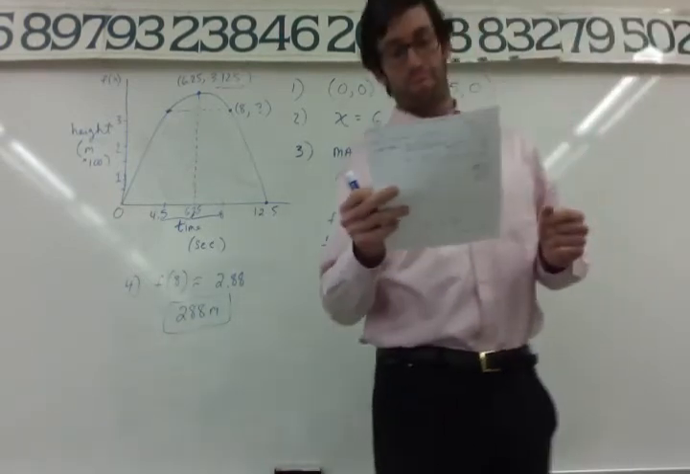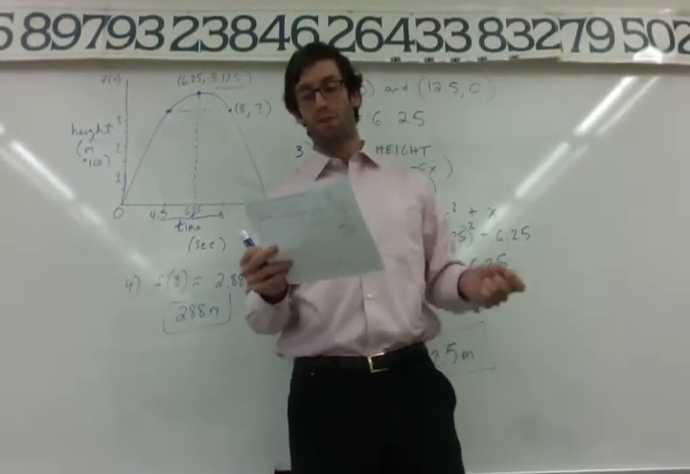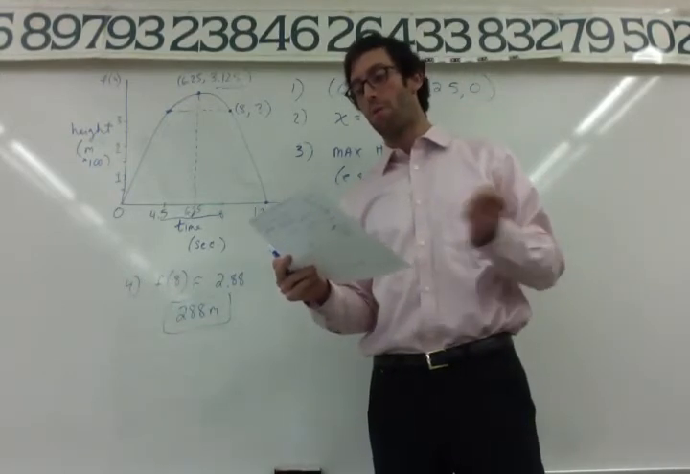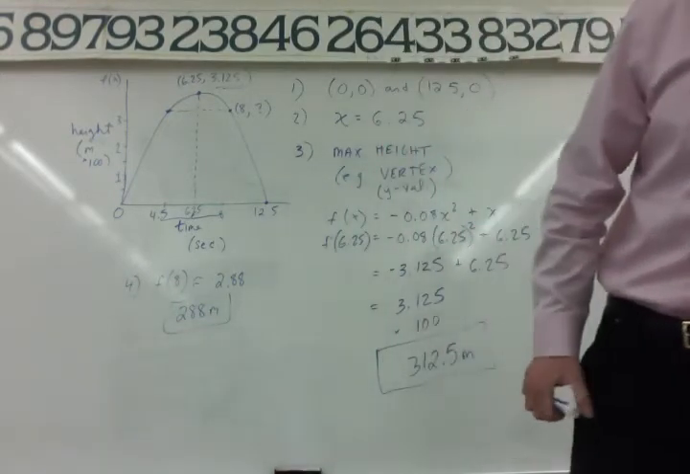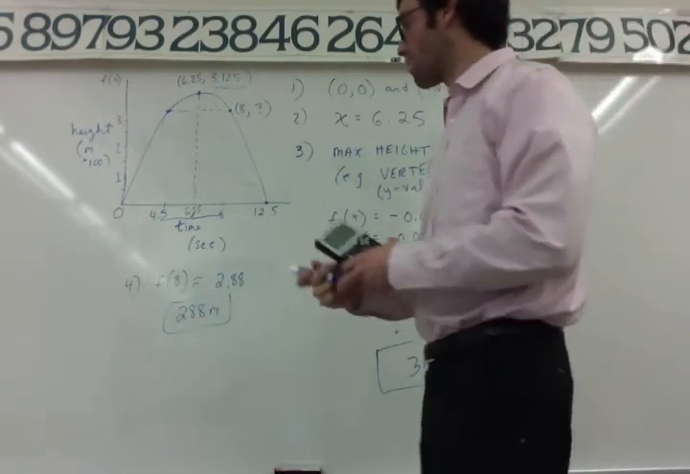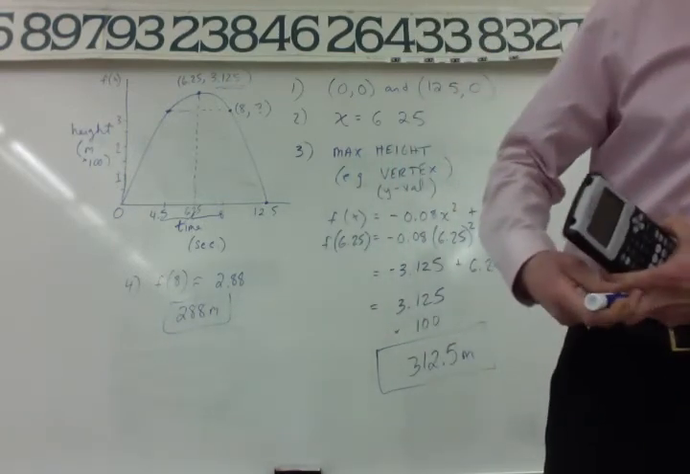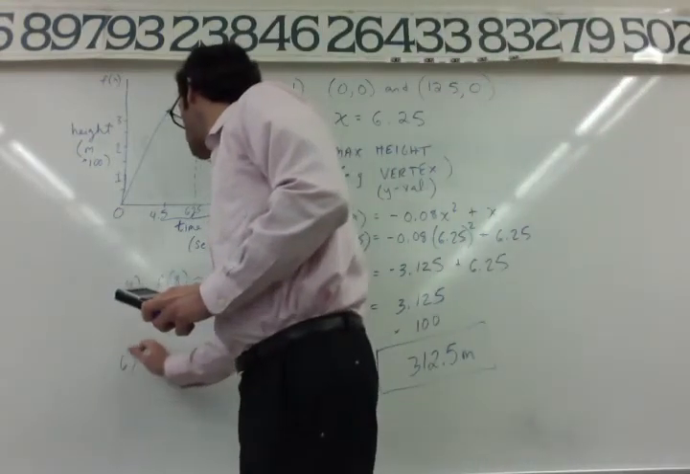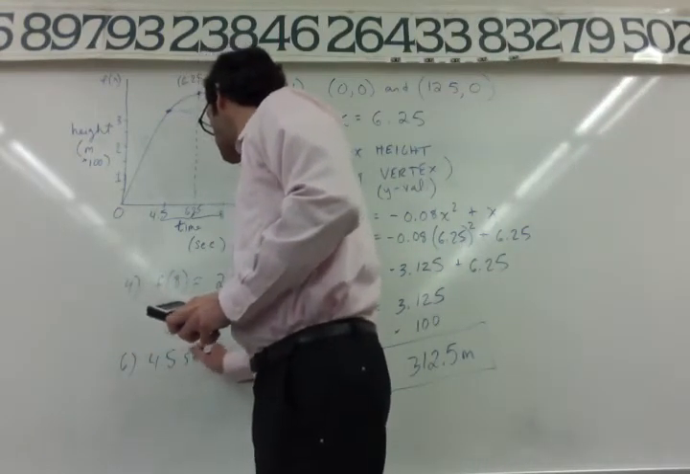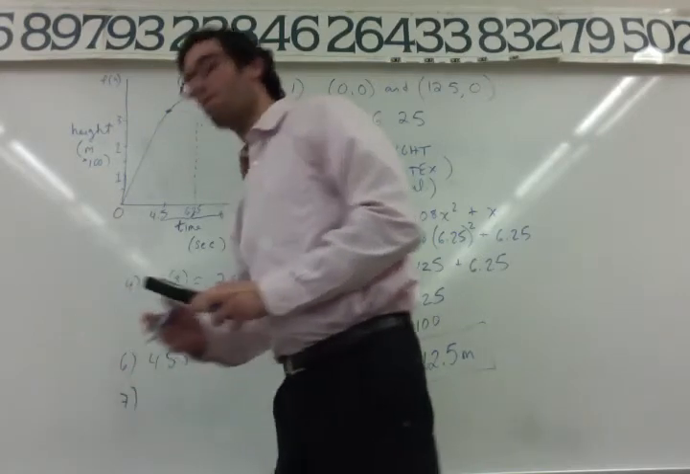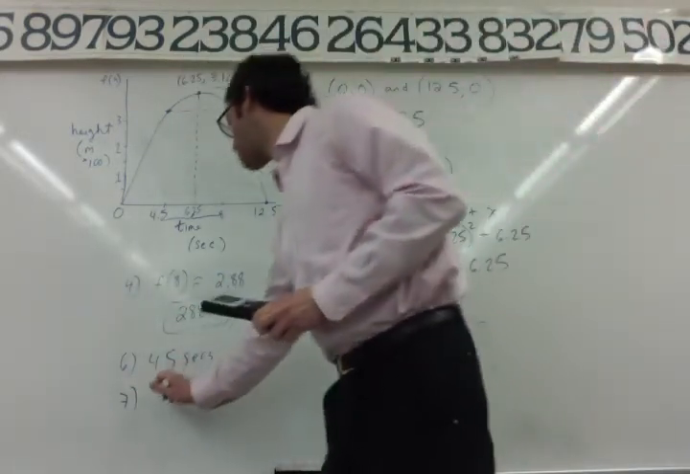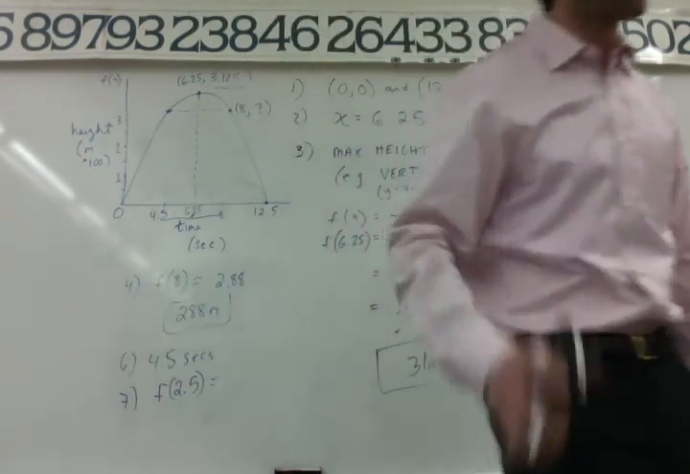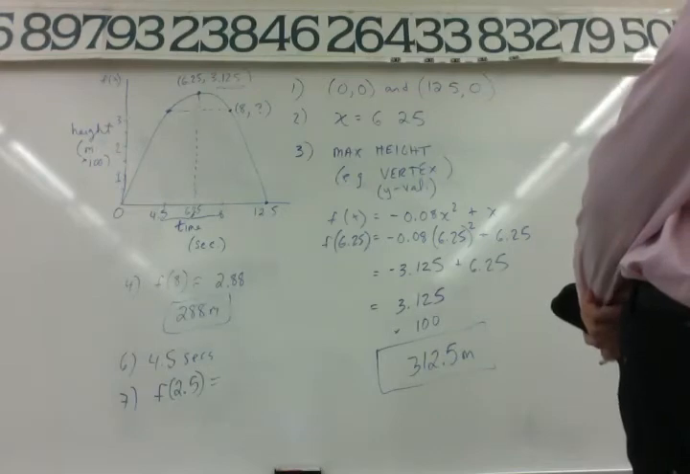Next problem. Determine the exact height after 2.5 seconds, and state another time where that happens. So after 2.5 seconds, we've got to find the exact height. So that's problem 7, right? Problem 6 was 4.5 seconds, that was the answer. Problem 7 is we're trying to find f of 2.5. Determine the height after 2.5 seconds.